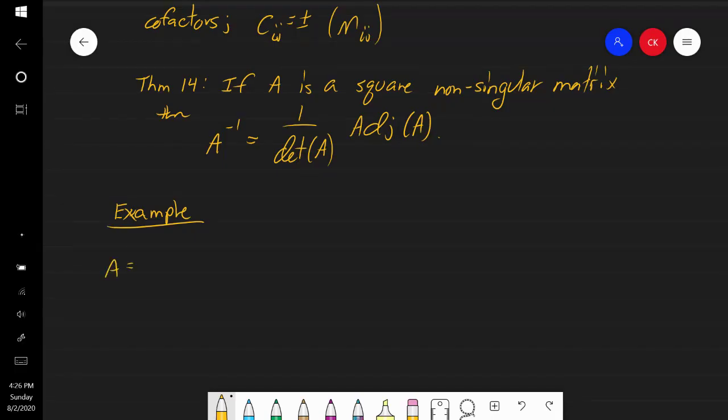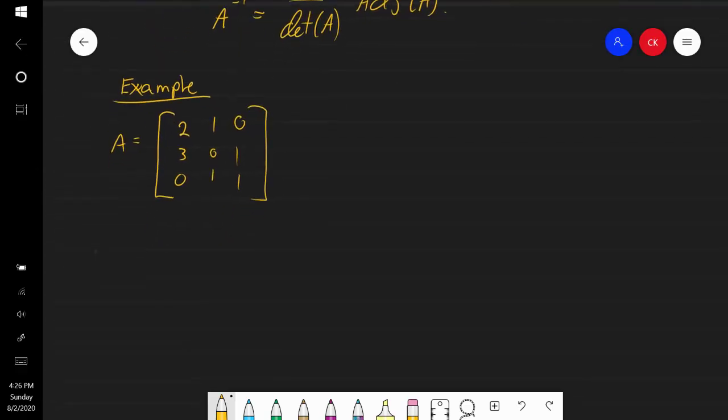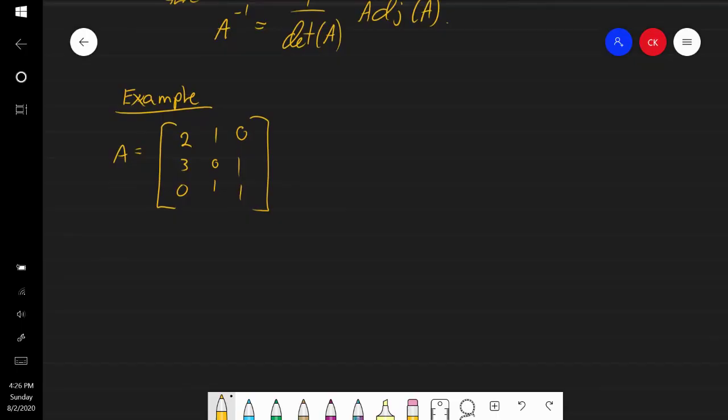We'll take a matrix A: 2, 3, 0, 1, 0, 1, 0, 1, 1. And again, what we're going to do here is compute each of these cofactors as we go through. So it's a minor times plus or minus 1. We do this by a technique similar to what we would have done if we were computing, say, a cross product or something like that. So it should feel somewhat familiar.